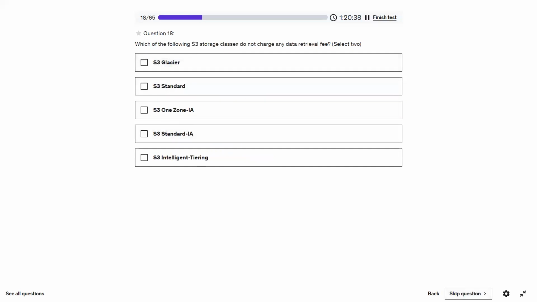Which of the following S3 storage classes do not charge any data retrieval fee? If you store in that, there is no charge to retrieve. So one is the Standard and one is Intelligent-Tiering. Otherwise, in Glacier, if you store the data and want to retrieve it, it's very high cost, because it takes time to retrieve the data, as Glacier is for archival purposes. The Standard is normal, so it will not take any charge.